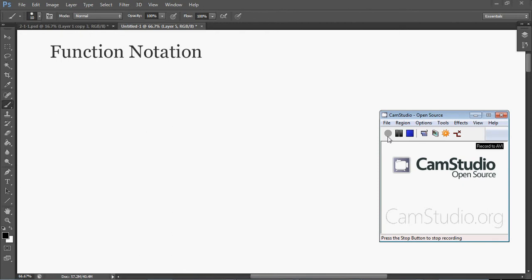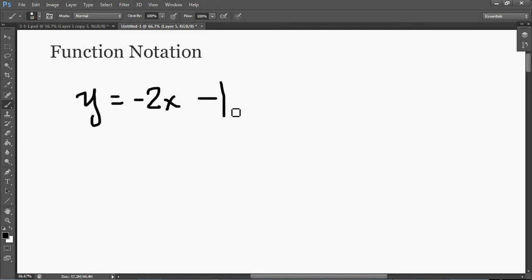So now we're going to talk about linear functions and about function notation. So you know that y equals negative 2x minus 1 actually is a function, because if you were to make a table of values and then graph it, you would see that it's a function. You could do the vertical line test on it and see that it's a function. But we also want to know how to write this function in function notation.